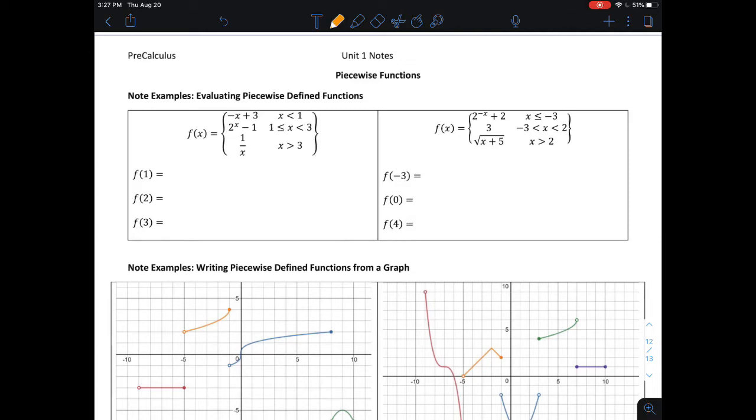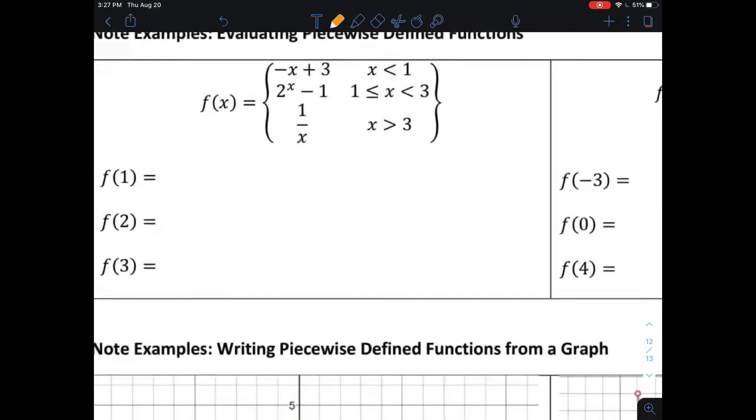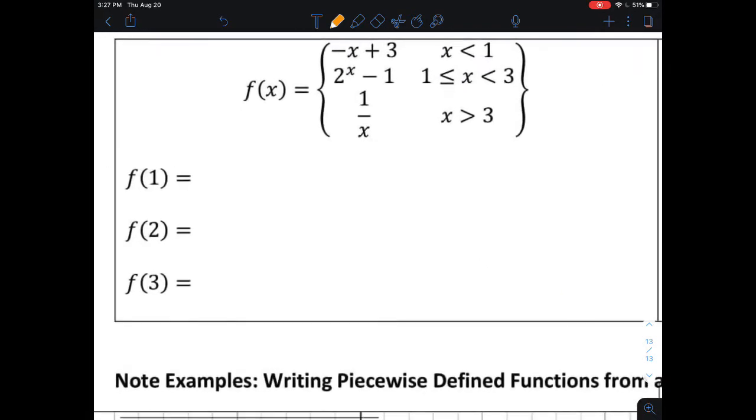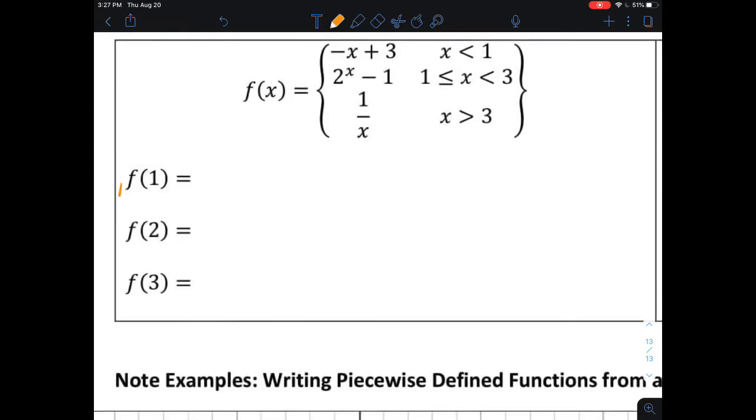In this video, we're going to look at evaluating piecewise defined functions and also writing piecewise defined functions from graphs. We're going to start with the evaluating part. So here I'm given f, which is defined as being three parts, three separate functions being put together around different values of x. And I want to start with finding what f of 1 is.